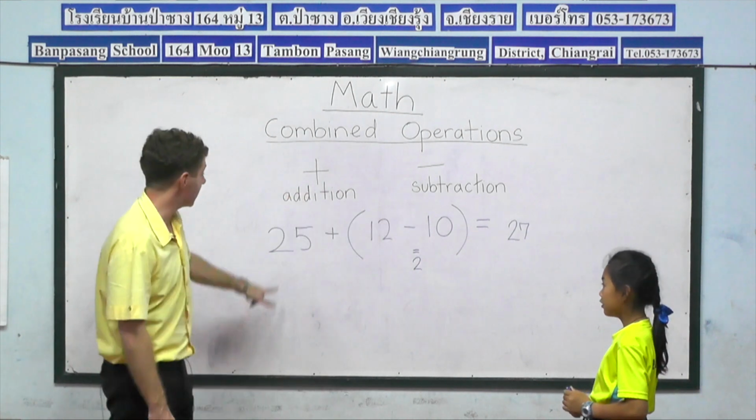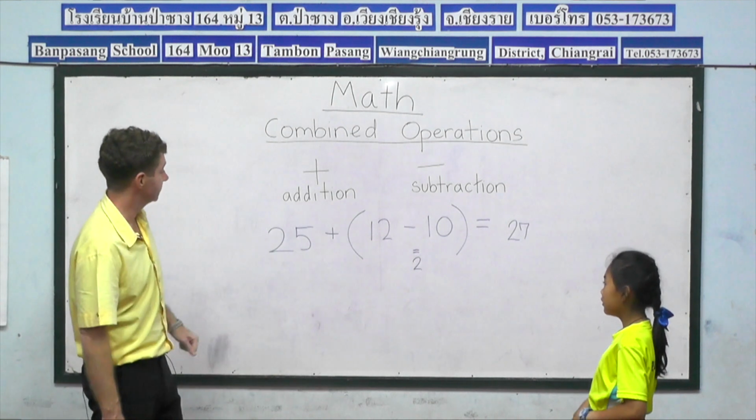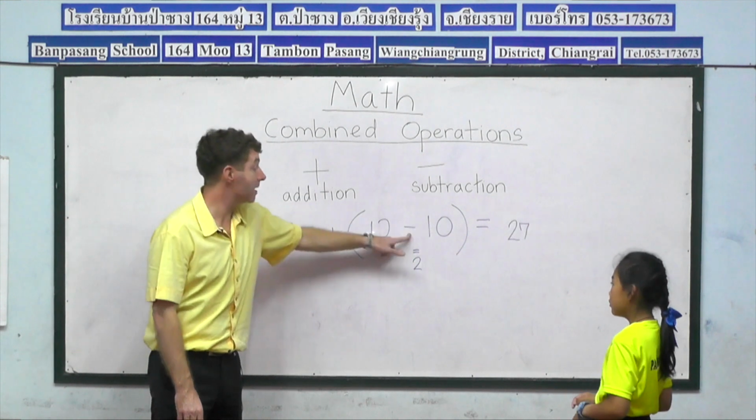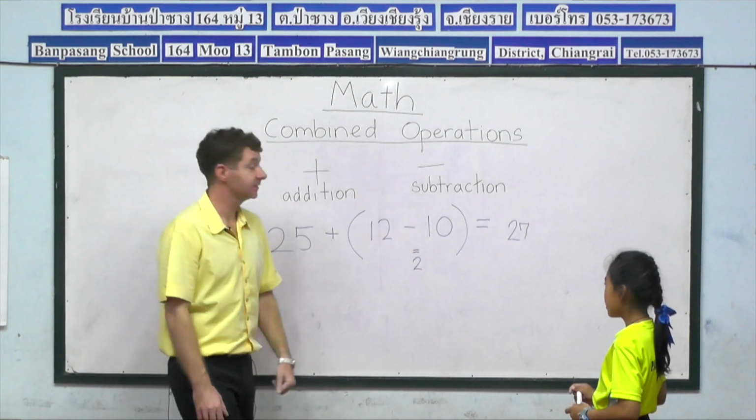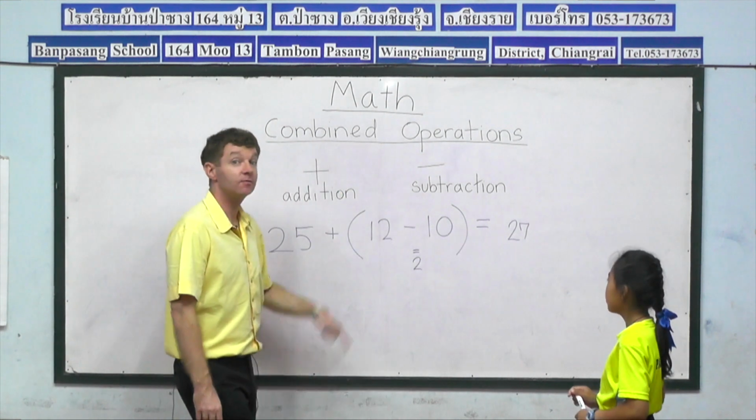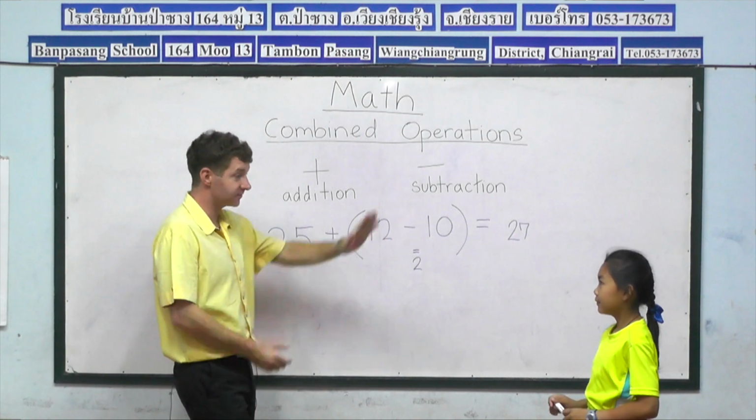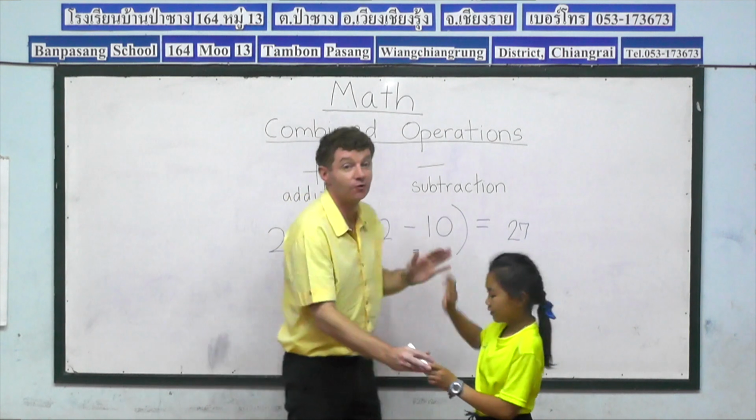So altogether, guys, 25 plus 12 minus 10 equals 27. Nadia, that was excellent. High five. Big round of applause for Nadia, guys.